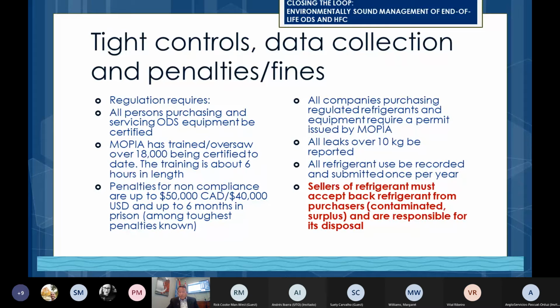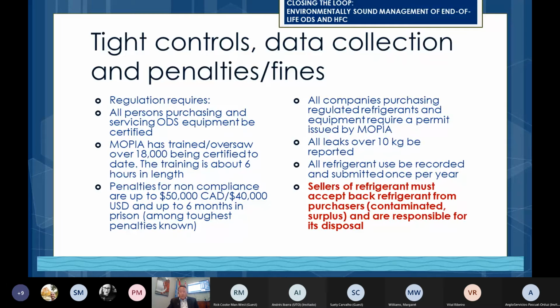All refrigerant use in our province has to be recorded and submitted to us once a year. Every ounce of refrigerant in Manitoba in every air conditioning system must be recorded. And so again, we know not only the type, but the amount of refrigerant, and we associate that with the climate change risk as well. So we can well document that.